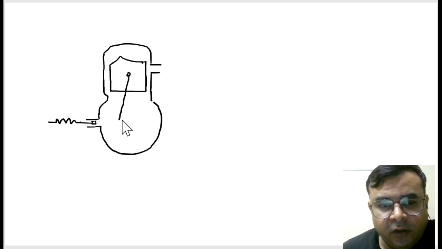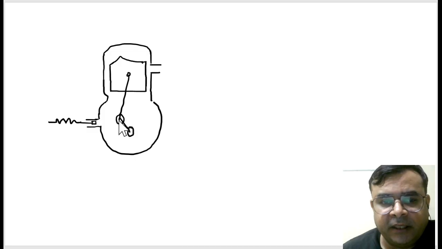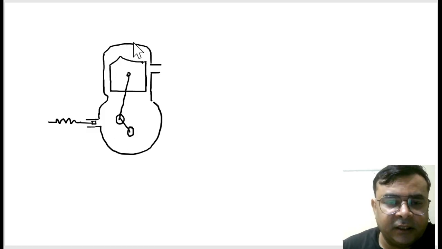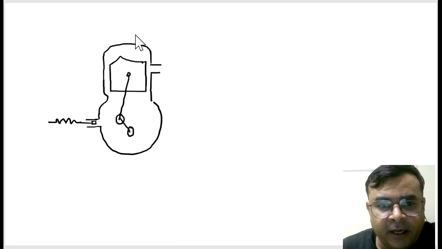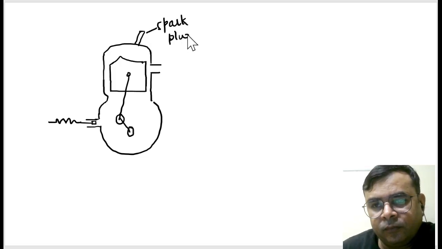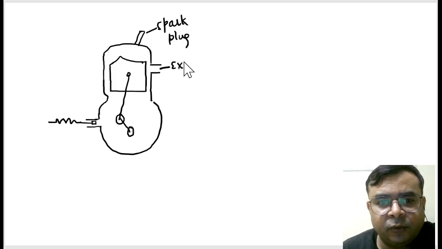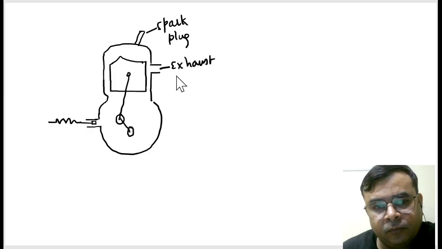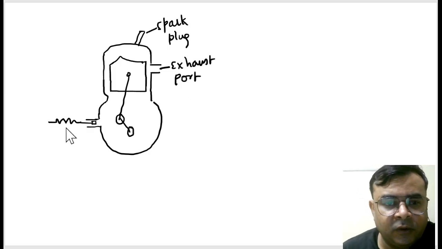And this is the connecting rod, and this is the crank. So like this you can construct a two-stroke engine. And of course here we have a spark plug. This is the exhaust port. Of course, this is a spring loaded valve.